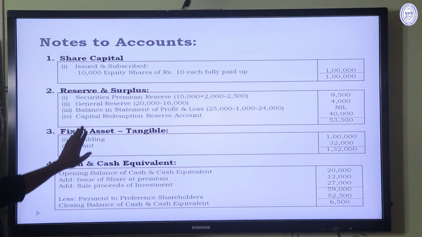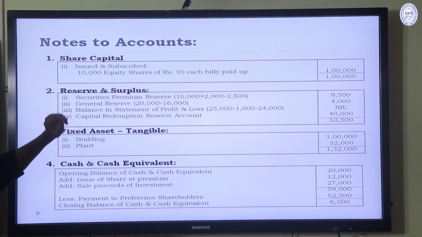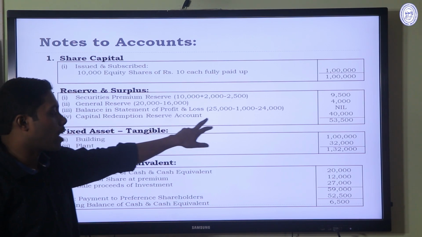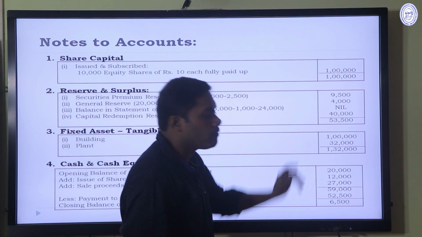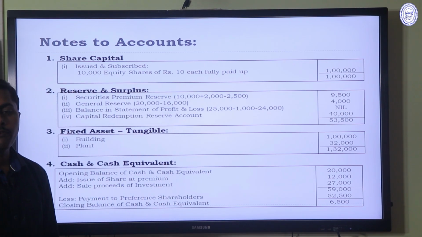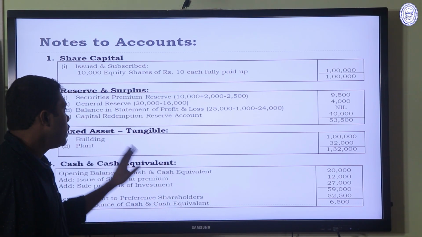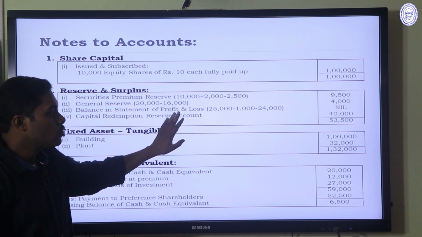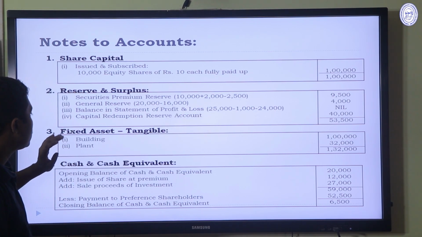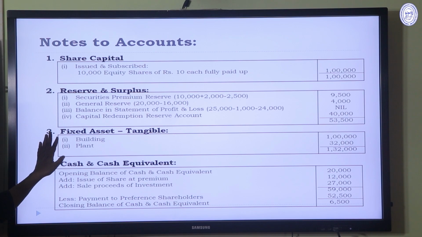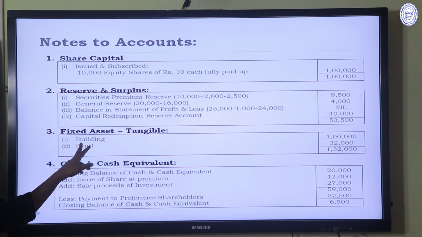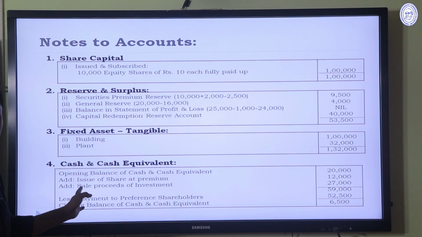And last, the new part in reserve and surplus, that is capital redemption reserve account. You have created 40,000 value for the purpose of redemption of preference share in CRR account. So that is also in reserve and surplus. Next, there is no change in fixed asset note, tangible fixed asset. There is a change in cash and bank balance.